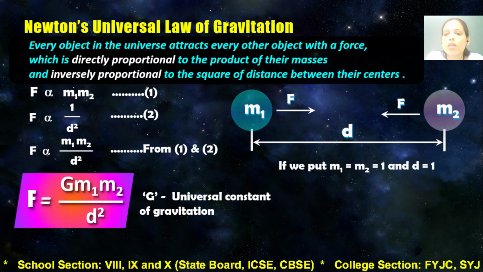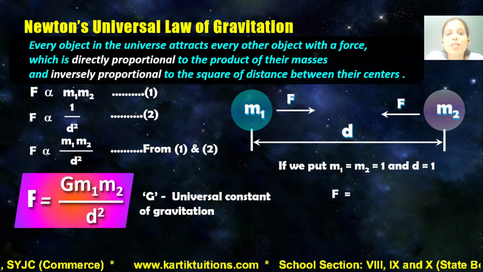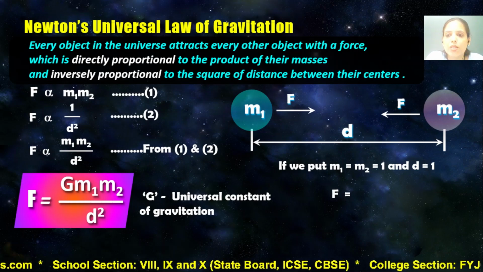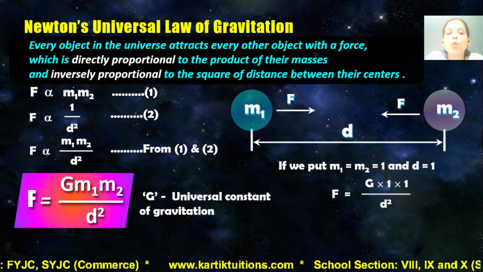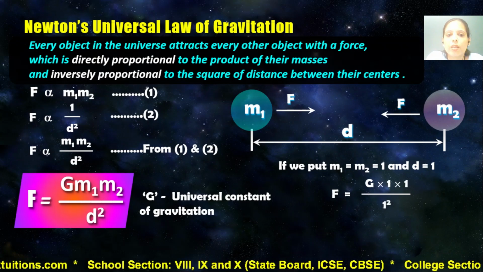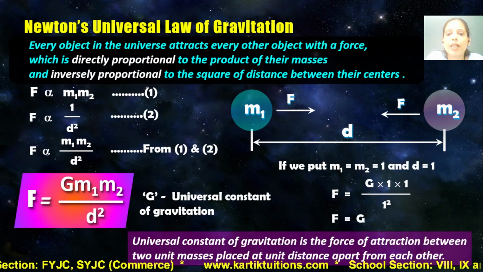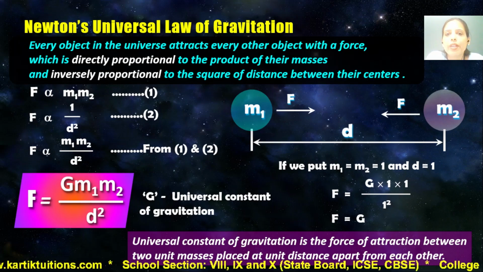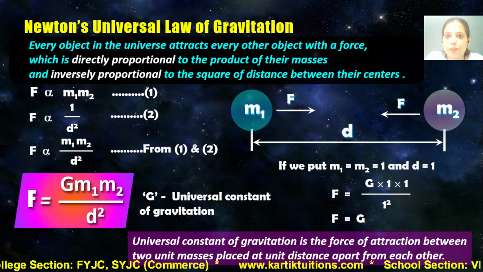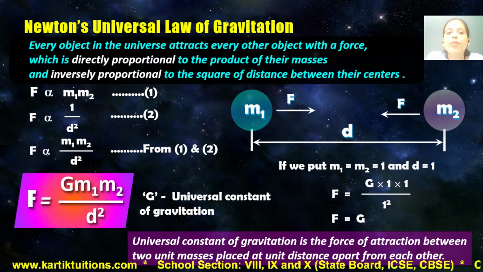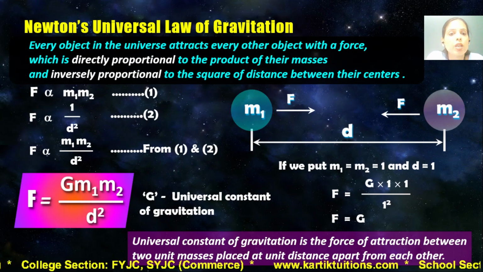Now suppose in this equation, I consider the mass of the two objects to be 1 kg and the distance between the two objects as 1 meter. Then I get my equation as F equal to G into 1 upon 1 square. So F is equal to G, which states that the universal constant of gravitation, that is capital G, is the force of attraction, that is capital F. But when is this possible? It is between two unit masses placed at unit distance apart from each other.